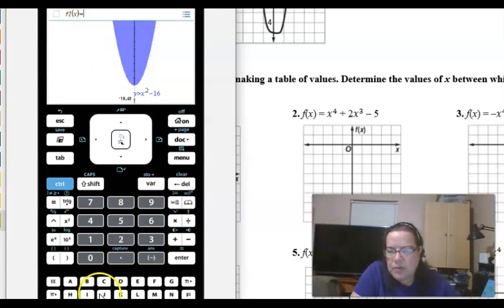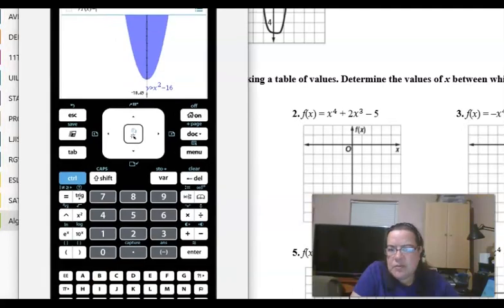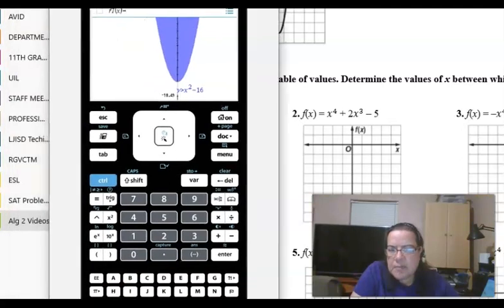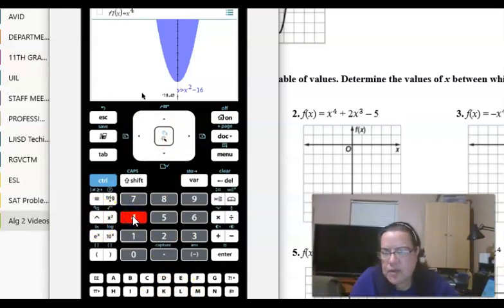Sorry, I'm going to have to move it a little bit so that I can see the numbers down here as well. Okay, so x to the 4th power. The simplest way is the little caret here, which looks like a little roof. That's raising it to that power, so that's all you have to do. And then plus 2x to the third power.